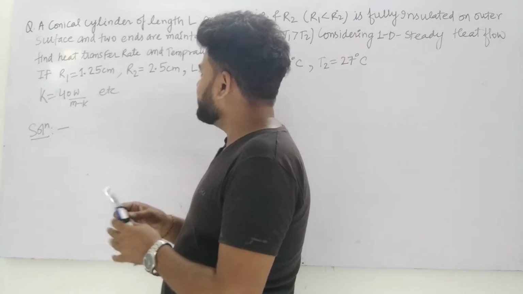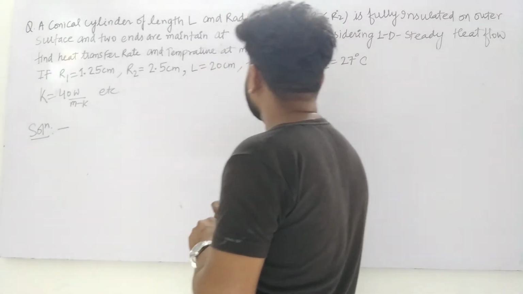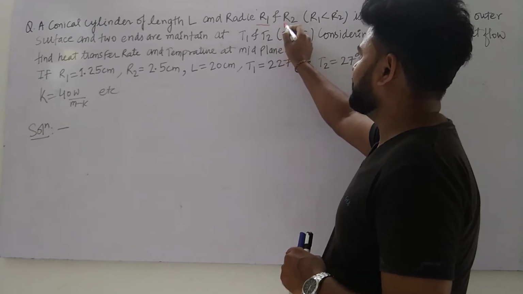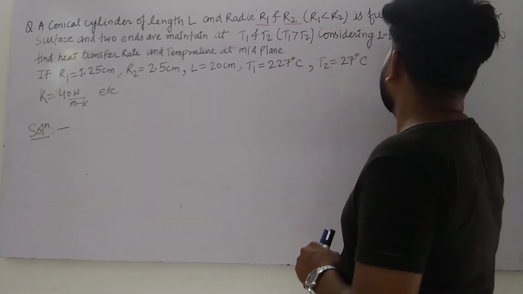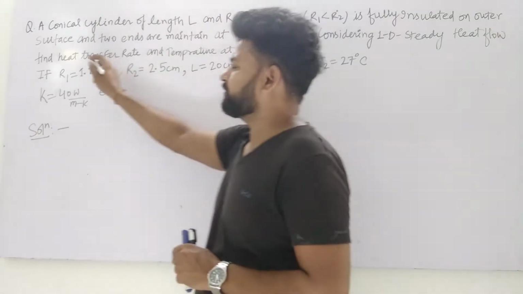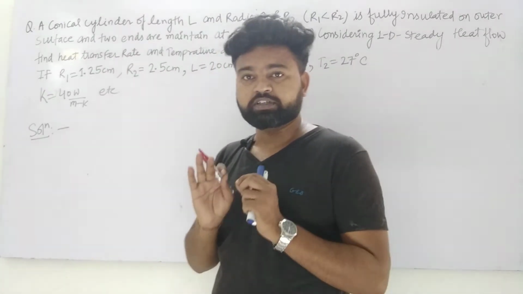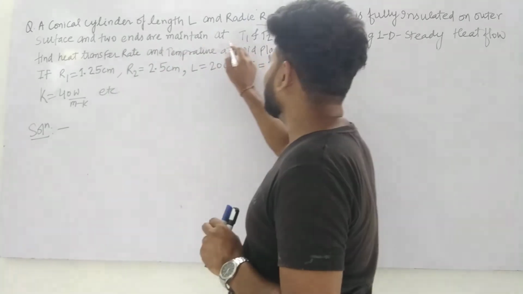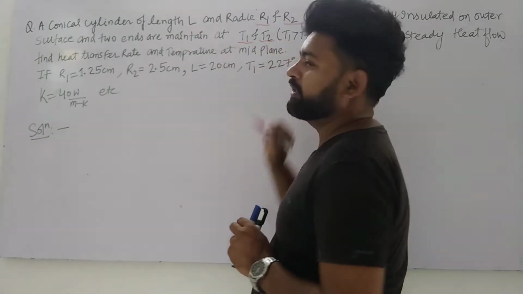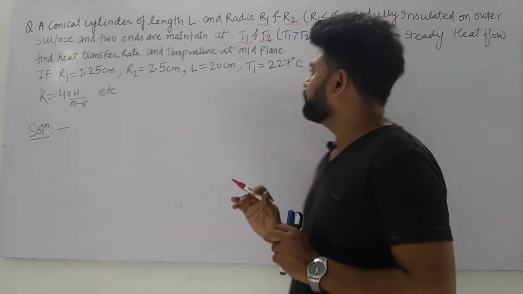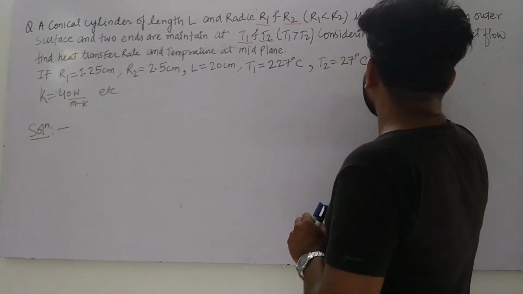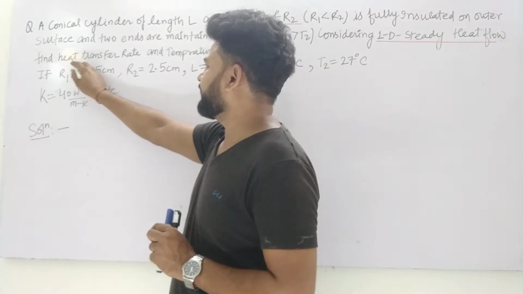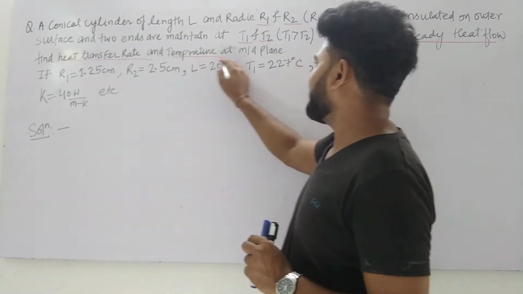A conical cylinder of length L and radii R1 and R2, the inner radius is R1 and outer radius is R2, is fully insulated on the outer surface. Two ends are maintained at T1 and T2, where T1 is greater than T2. Now, considering one-dimensional steady heat flow, find the heat transfer rate and temperature at the midplane.